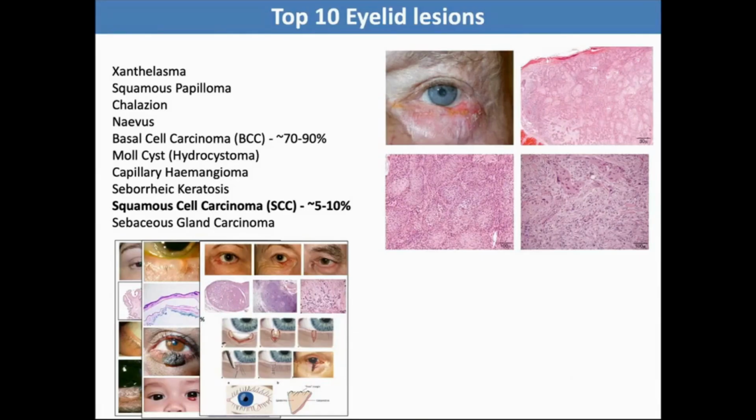Another lesion which can be very, very aggressive are the squamous cell carcinomas. They are less common than the basal cell carcinomas. However, they can be very aggressive and can require extensive surgery.